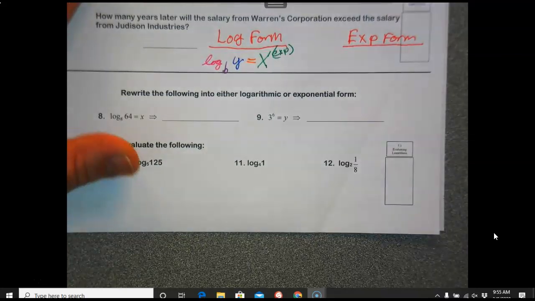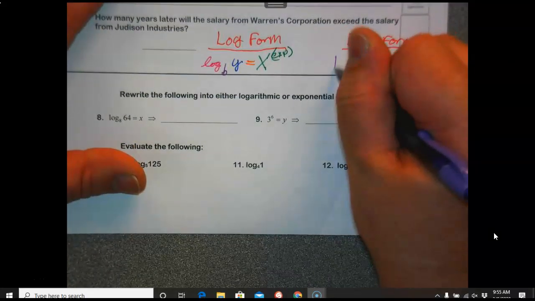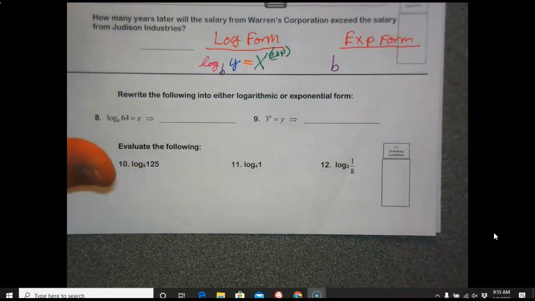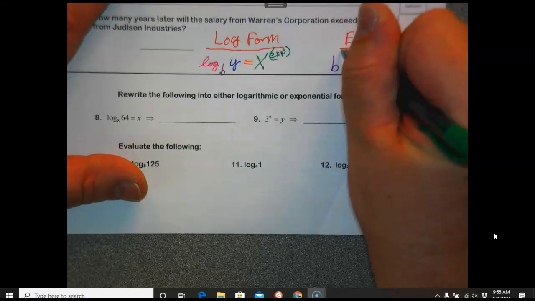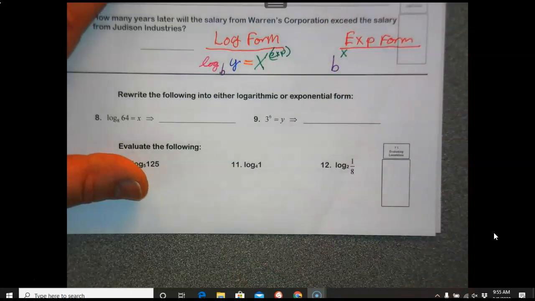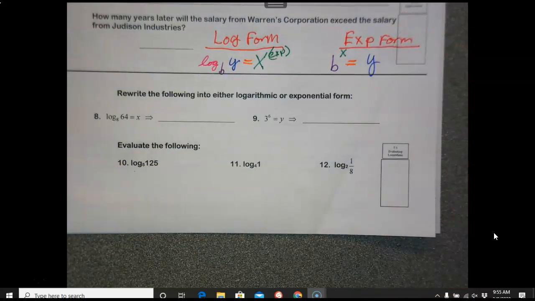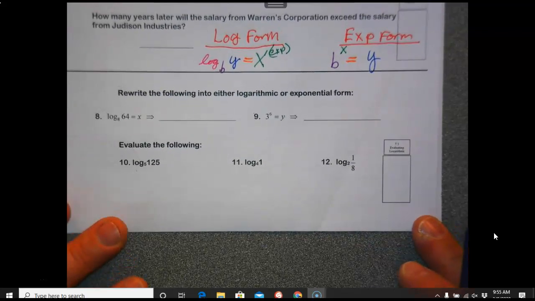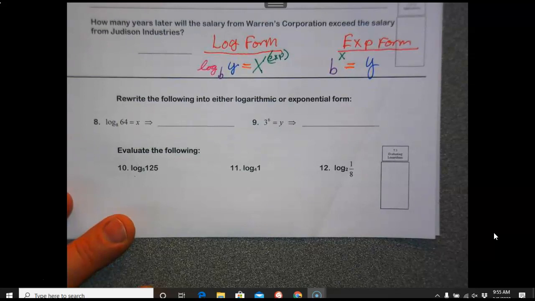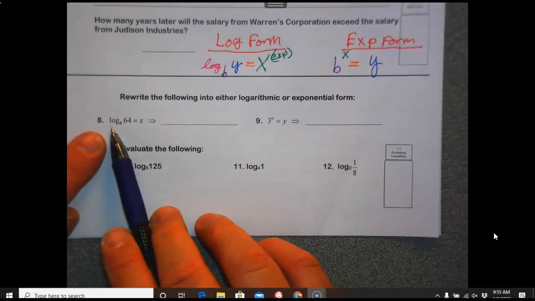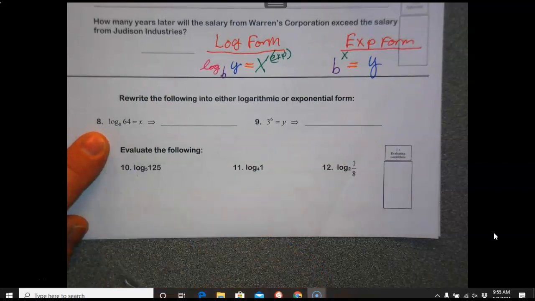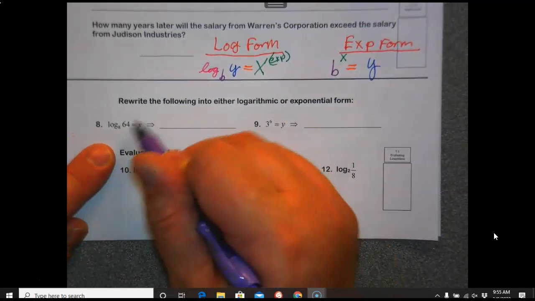Okay. Exponential form, well, that's where I have my base. And this is probably what you guys are using. Base to the exponent equals the number. And they go back and forth, and one undoes the other. So there's inverse property. All right, rewrite the following in either log or exponential form. We're in log form because there's log. Now, do yourselves a favor. Just put a note what's what in here.